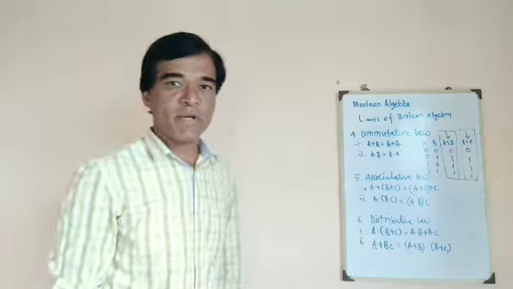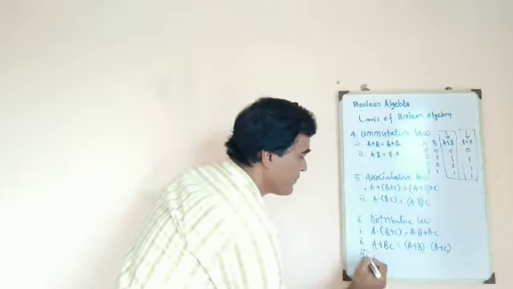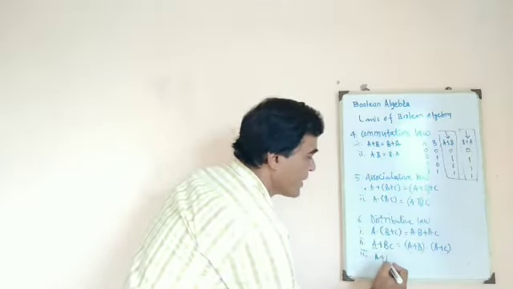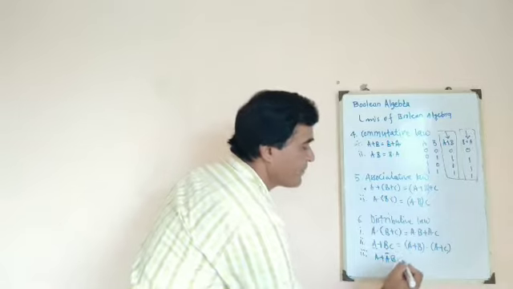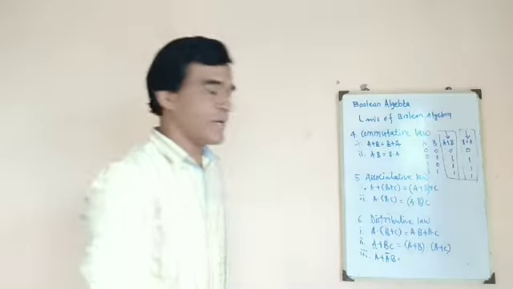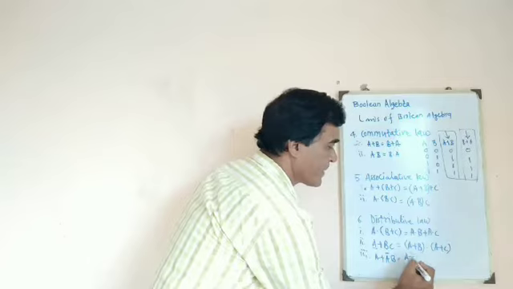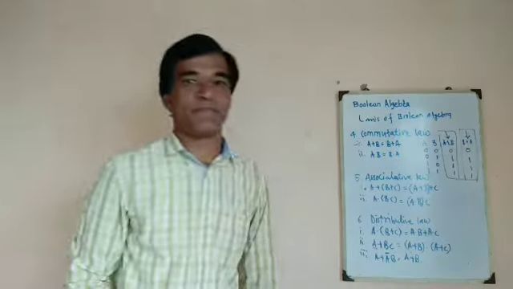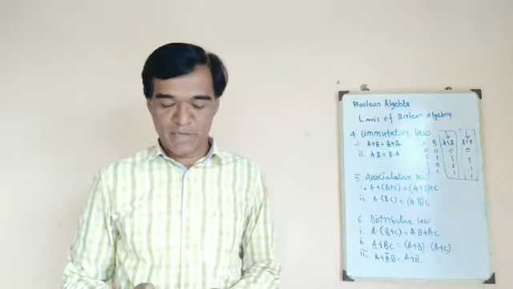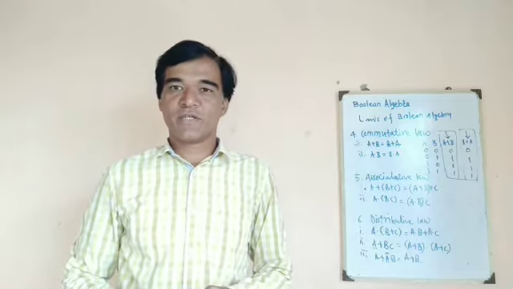The third law is A plus A complement B. A plus A complement B can be written as A plus B. So this is the distributive law.